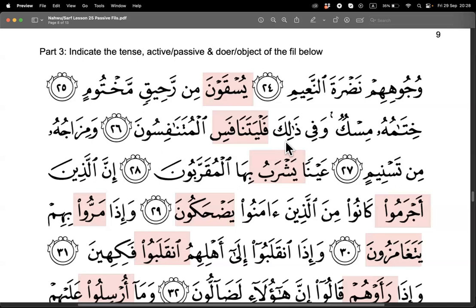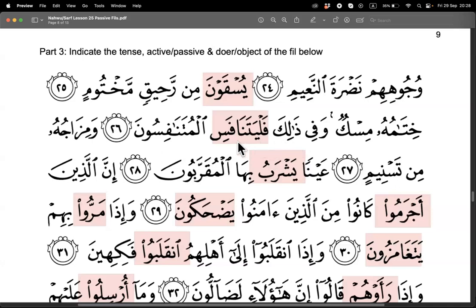Wa fi dhalika. Fi is huruful jar, and dhalika is majrur. Yes, majrur. But dhalika itself is what kind of word? What kind of ism is this? Ism isyarah. Yes. So even though we cannot see the jar, this is correct. This is the majrur of fi, because jar and majrur cannot have a distance. Together, jar and majrur. Good.